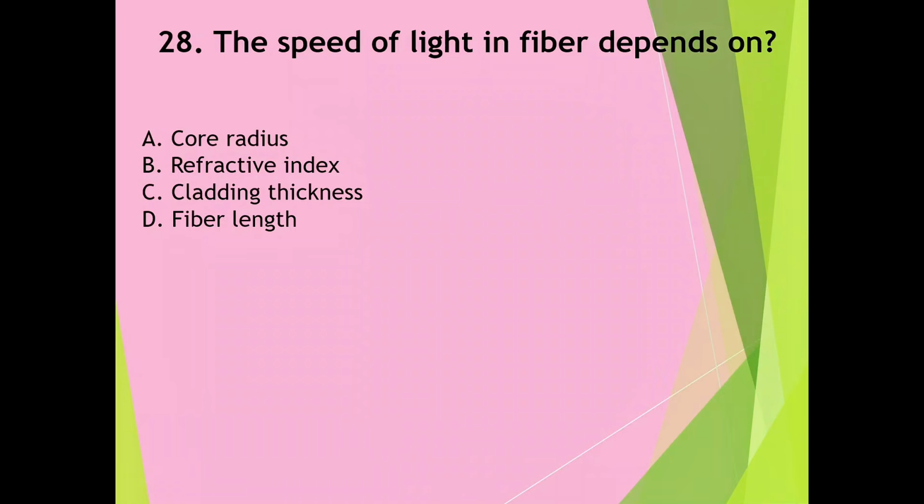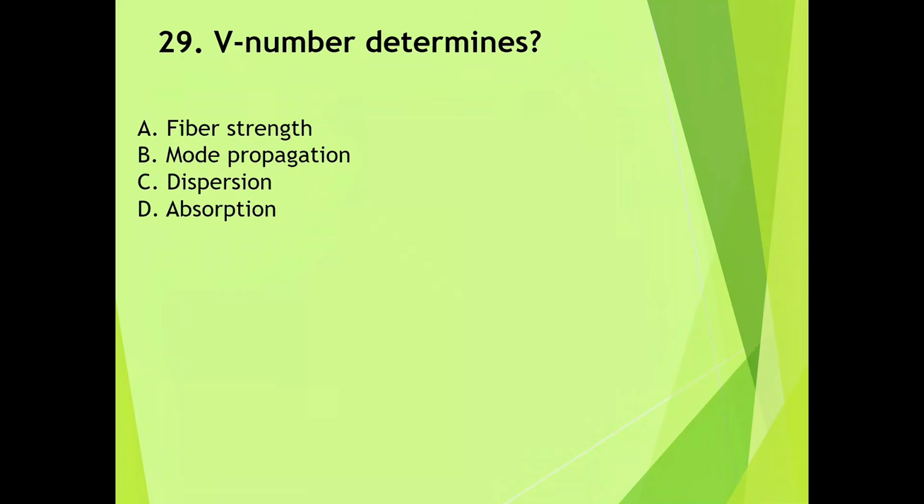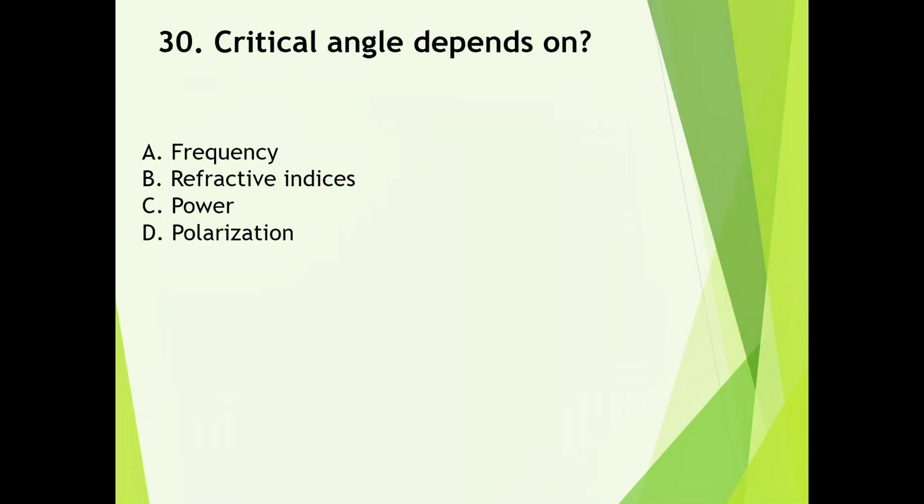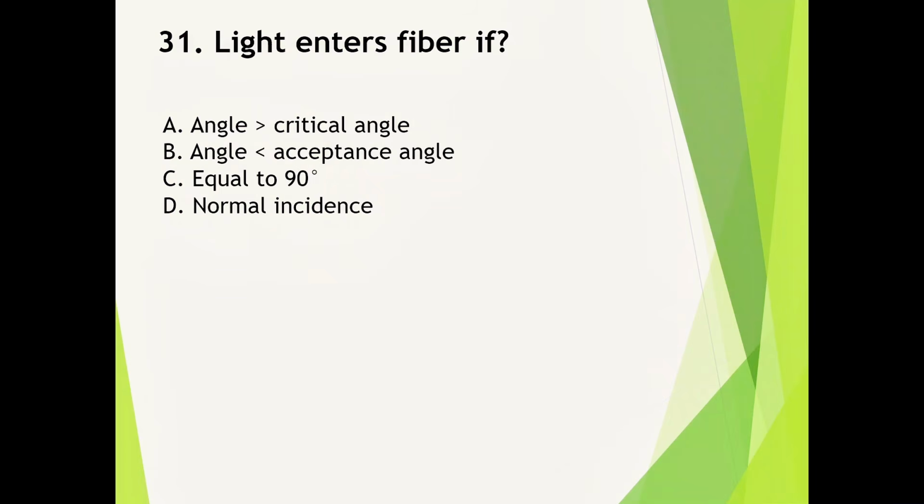Next question is, the speed of light in a fiber depends on core radius, refractive index, cladding thickness, fiber length. So your correct option is refractive index. Next question is, the V number determines fiber strength, mode propagation, dispersion, absorption. So correct option is mode propagation. Next question is, critical angle depends on frequency, refractive indices, power, polarization. So correct option is refractive indices. Next question is, light enters fiber if angle is greater than critical angle, angle is less than acceptance angle, equal to 90 degree, normal incidence. So your correct option is angle is less than acceptance angle.